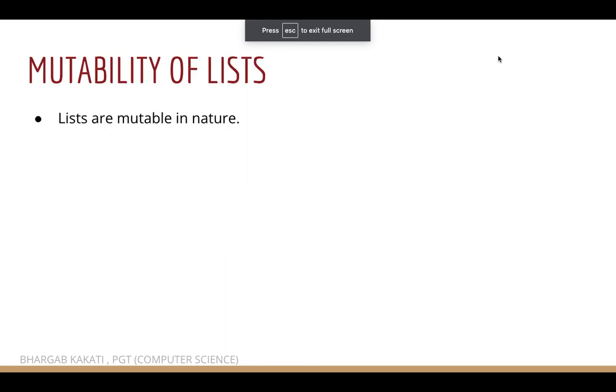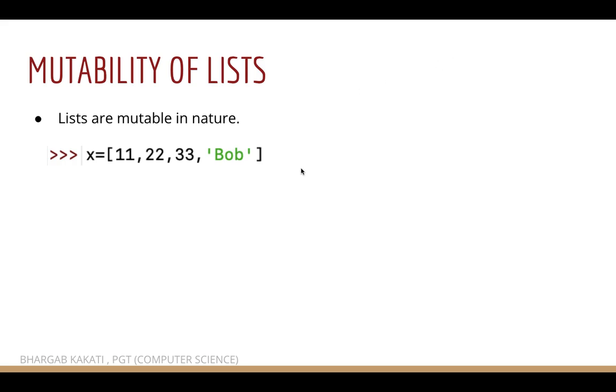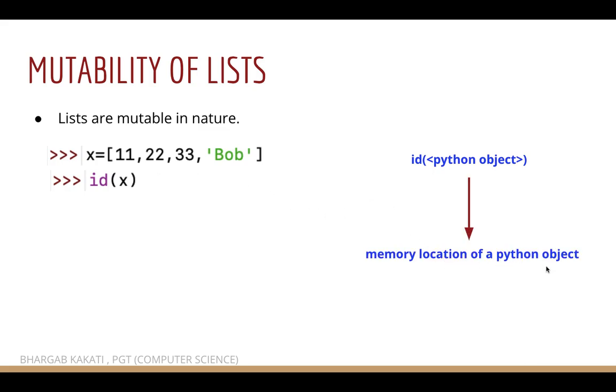Let's see it again in slides, the concept of mutability of a list. We already know that lists are mutable in nature. So let's take an example, x equals 11, 22, 33 and Bob. Let's see the ID of x. What do we mean by ID? ID means the memory location of a Python object. How do I check the ID of a particular Python object? Using this syntax. I need to put id, and within that function I need to put the Python object. Here, which is the Python object? It is stored in the variable x. So I gave here id(x) and I got the ID.